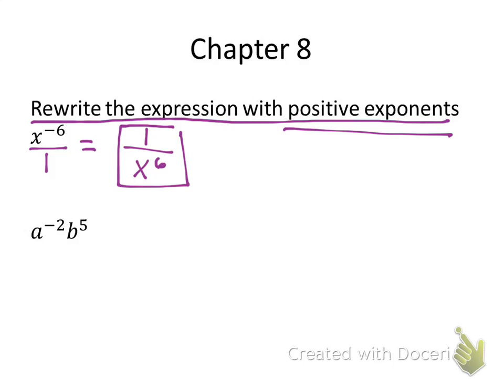So look at this next problem right here. I have a to the negative 2 and b to the 5th. Which one of these has a negative exponent? A. So A is the only variable I've got to fix. B is just fine. I don't need to do anything to B. So how would I make a to the negative 2 have a positive exponent? Let's write it as a fraction first, and then I can take the reciprocal. The reciprocal is going to be 1 over a squared, and then I leave b just like it is, times b to the 5th.